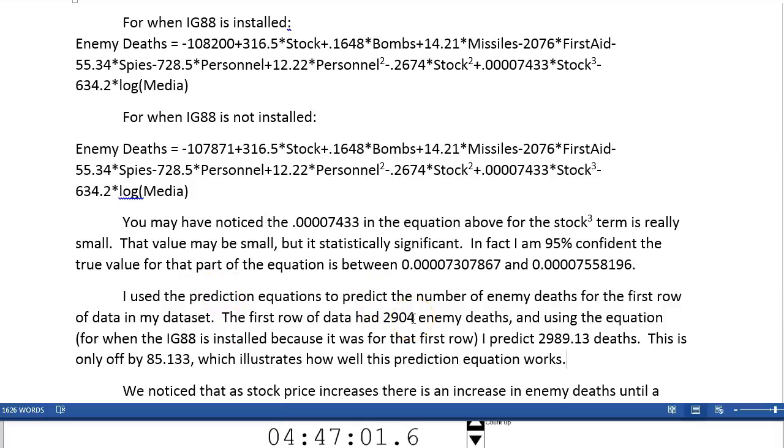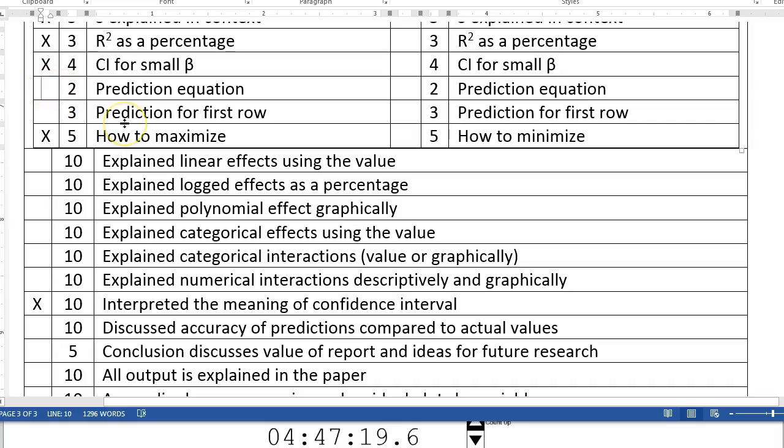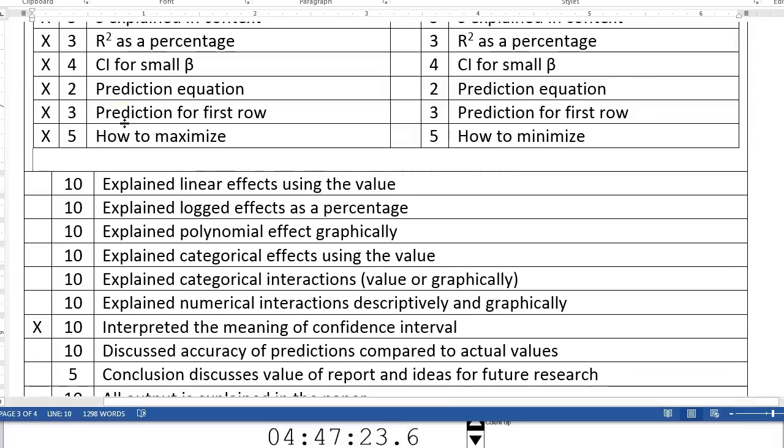2904 was my goal, and I got 2989. It's only off by 85, and that's something I should be proud of, and I think a client would be impressed by that, saying, wow, this really works well. Which now covers the prediction equation and the prediction for the first row.